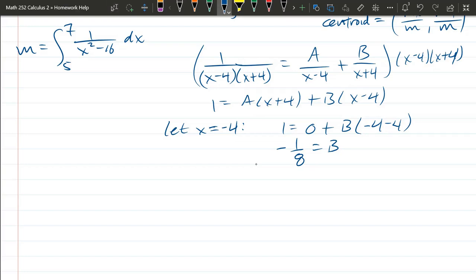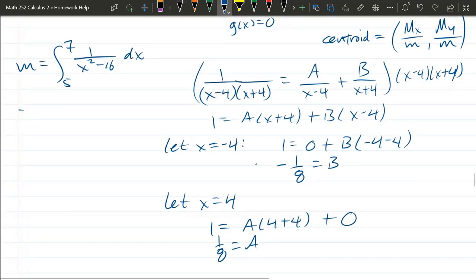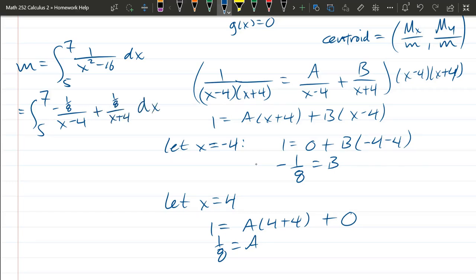All right, how to get A? We're going to let x equal the other x value that will zero out x minus 4, which is x equals positive 4. And so we have 1 equals A times 4 plus 4 plus 0. So A is positive 1/8. Okay, integral from 5 to 7. Oh, fractions are so fun. Negative 1/8 over x minus 4 plus 1/8 over x plus 4 dx.